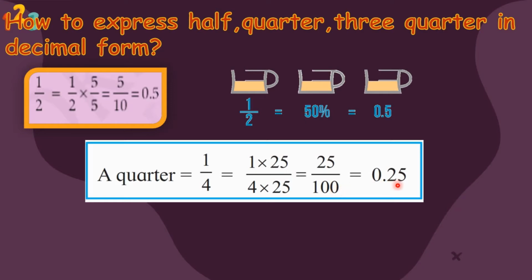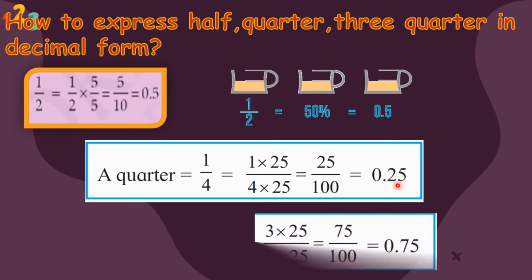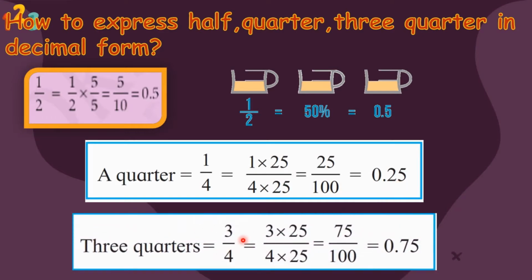Similarly, for 3 quarters, we write as 3 upon 4 in the form of fraction and we get its equivalent fraction with denominator 100 by multiplying this fraction by 25. And hence 75 upon 100 is equivalent to 3 upon 4 with denominator 100, which can also be written as 0.75 in the decimal form. Now let us solve some easy sums based on this.